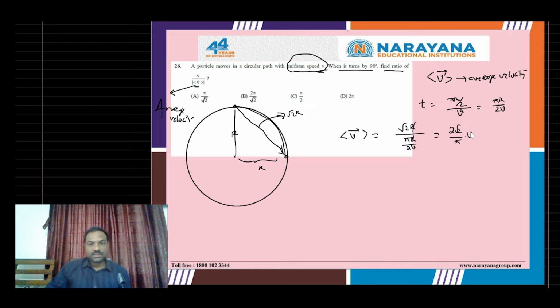So they are asking the value of v by modulus of average velocity. As it is v by modulus of average velocity, this value is equal to pi by 2 root 2. So I think some answer is missed. Pi by 2 root 2 is missing in the options.